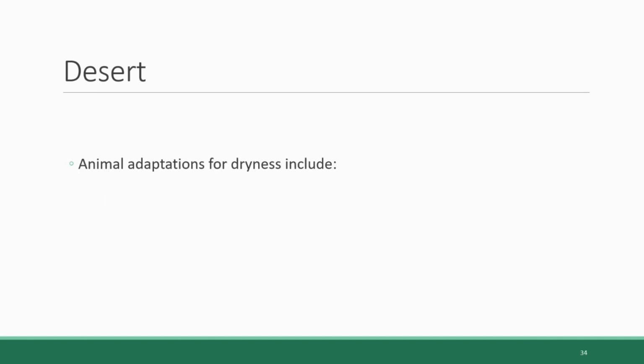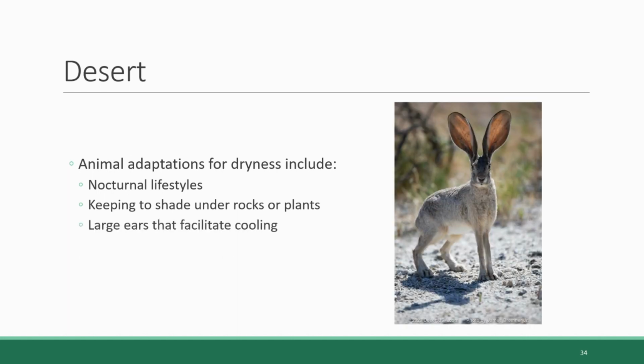When it comes to desert animals, they of course have adaptations too. Many exhibit nocturnal lifestyles where they sleep during the hottest part of the day and then they're only active at night. Of the ones that are active during the day, they tend to keep to the shade that's found under rocks or plants. And some species, like desert hares, the one you see here, and coyotes, have very large ears that facilitate the cooling of their body. And then many also exhibit lighter color fur or scales that reflect sunlight, and this also helps keep them cool.